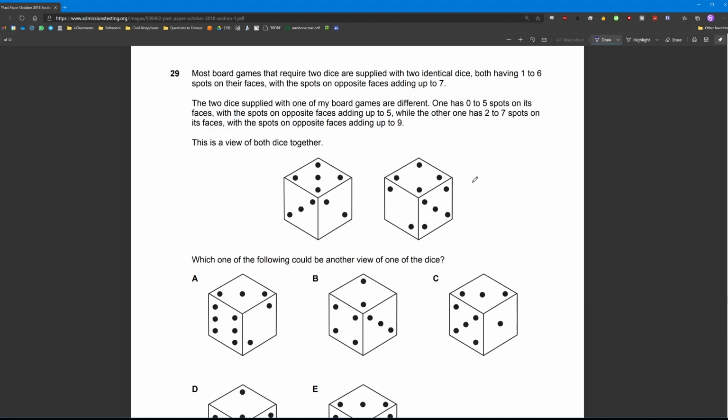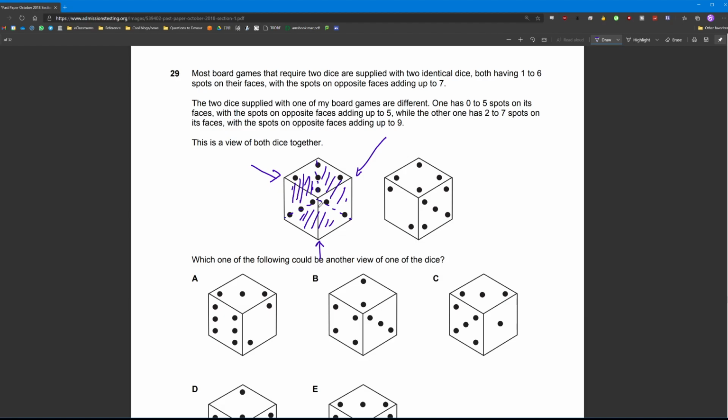Okay. This is a view of both dice together. Which one of the following could be another view of one of the dice? Well, something I like to do here when I see a question like this, especially about dice, is label the opposite sides. Dice presented in this projection, in this way, have a convenient way of doing so, because you can point here, here, and here to designate the back sides that you would see in separation from the front side.